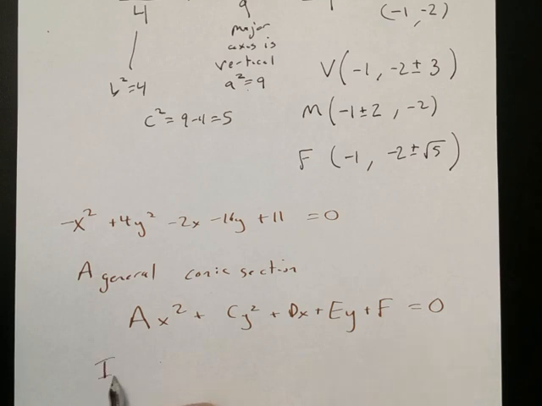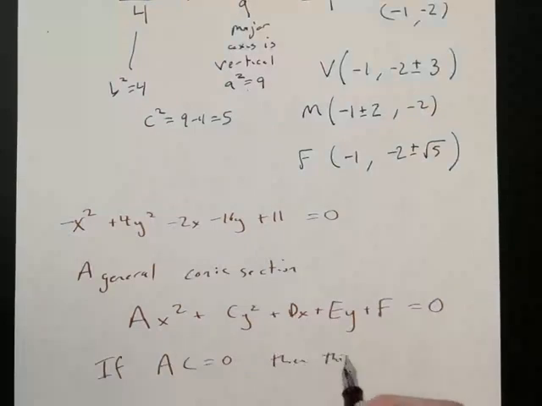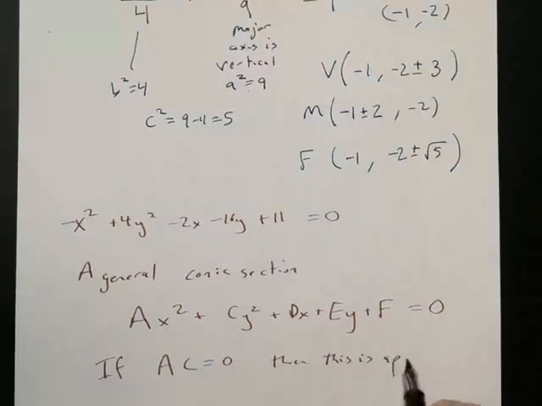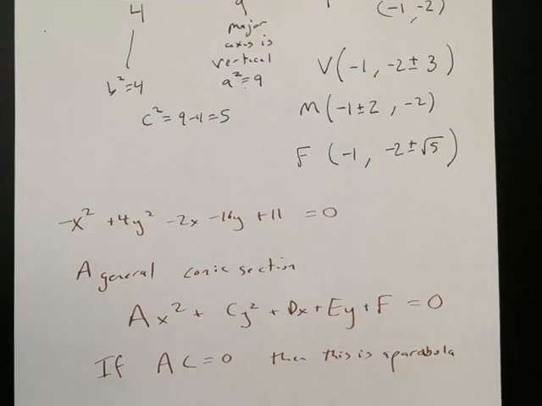If AC equals 0, then this is a parabola. Think about that. The only way for the product of two numbers to be 0 is for one of them to be 0. And that means I either have no x squared, I only have the y squared, or I have no y squared, I only have the x squared, I only have one square. That's a parabola. Oh, you sneaky booger.